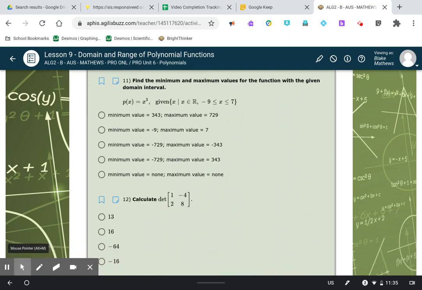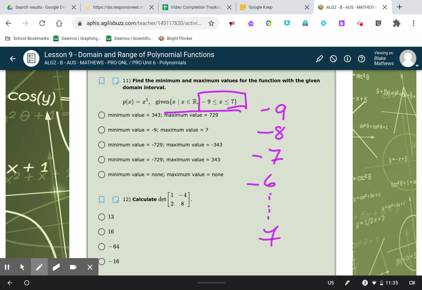Number 11. I'm just going to walk us through this one because they do a great job of explaining it. Find the minimum and maximum values for the function with the given domain interval. This is a lot of math way of saying all of the numbers between -9 and 7. So if I were to take all the numbers all the way up to 7, those would be the x values. And so what they want to know is what are the minimum and maximum values, and they mean the y.